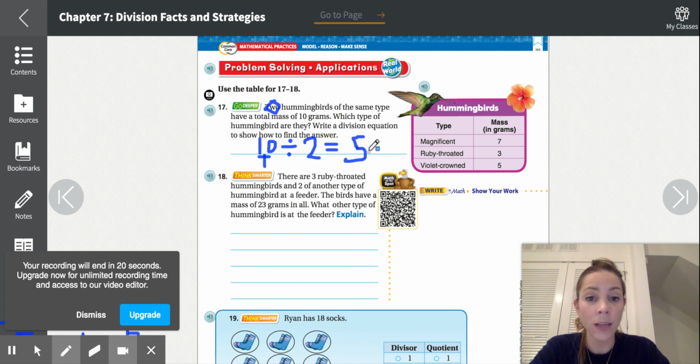So now let me take a look over here. Which one of these hummingbirds is 5 grams? Right here, I see the violet-crowned hummingbird. So I'm going to give a VC for that.